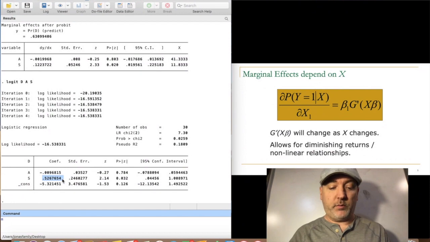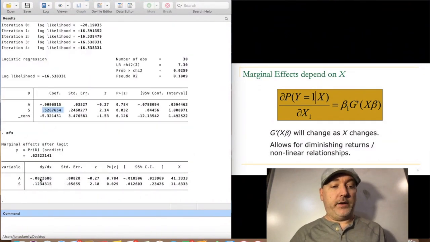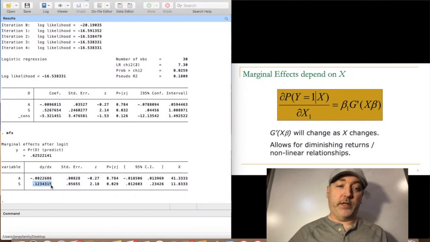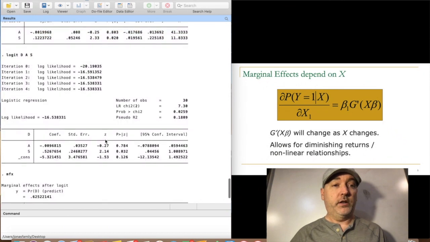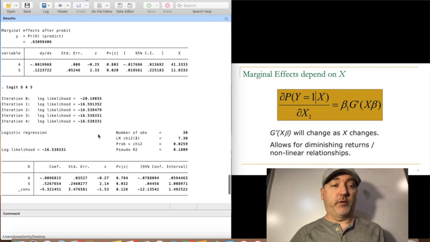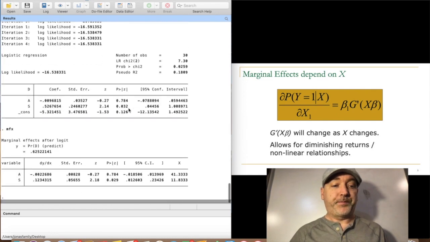So we follow this up with mfx. And these are the associated slope coefficients. So here, for every 1 unit increase in schooling, we're predicting that 12 percentage point increase in the probability of labor force participation, virtually identical to what we had with the Probit.